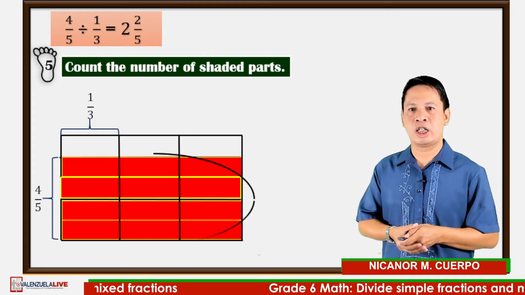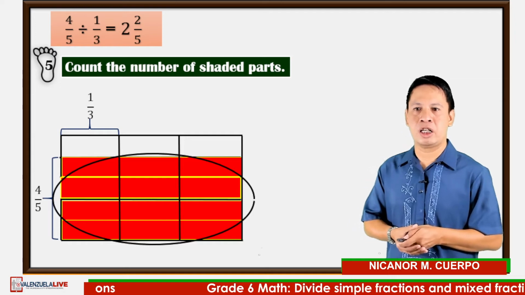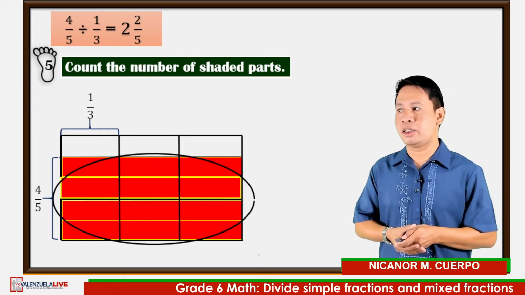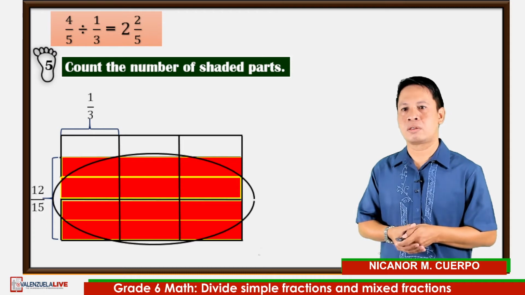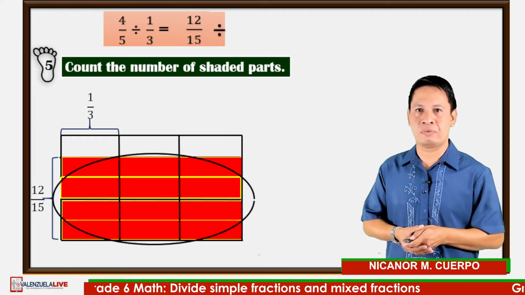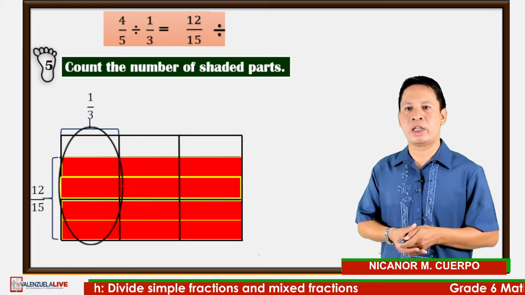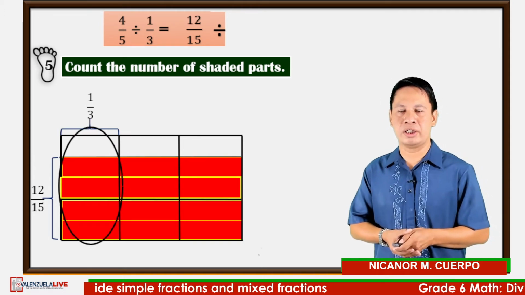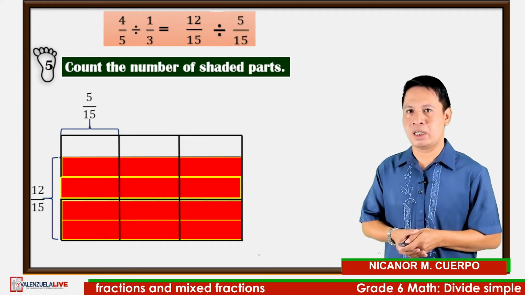Okay, so there are 12 shaded parts. Now, take a look at the shaded parts. What do you think is the equivalent fraction of 4/5? Correct, it's 12/15. What about 1/3? What is the equivalent fraction of 1/3? Correct, it's 5/15.